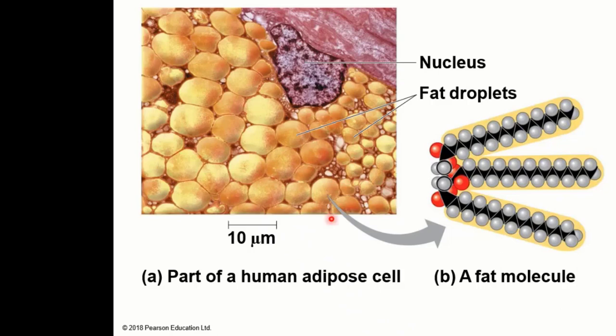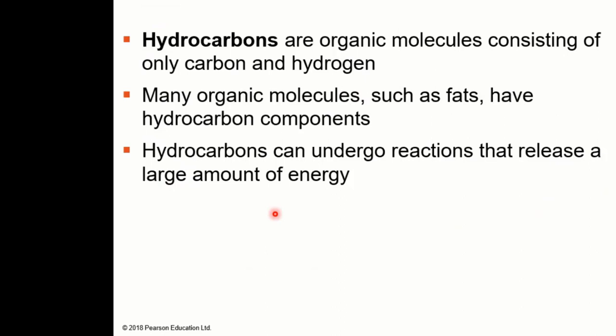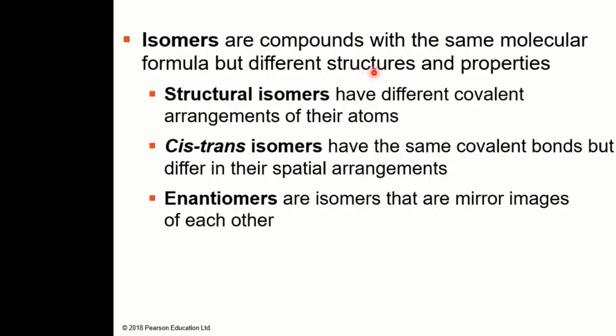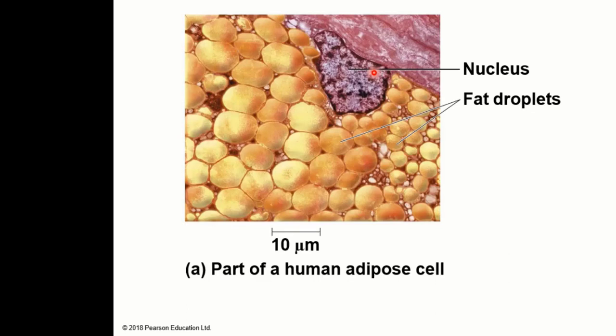This is just an illustration of a part of a human fat cell. We'll talk about the fat molecule, not fat. Here is the nucleus and the 10 micrometer scale, and how they undergo the process where they release a huge chunk of energy. And this is just another illustration of the human adipose cell, but you don't need to worry about that, because you don't need to view it in the form of a microscopic view.